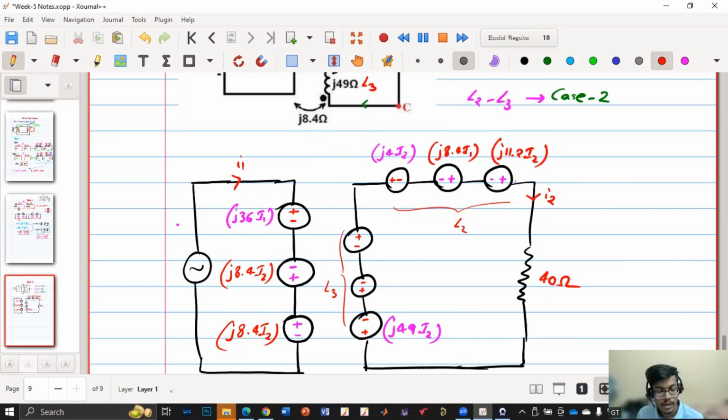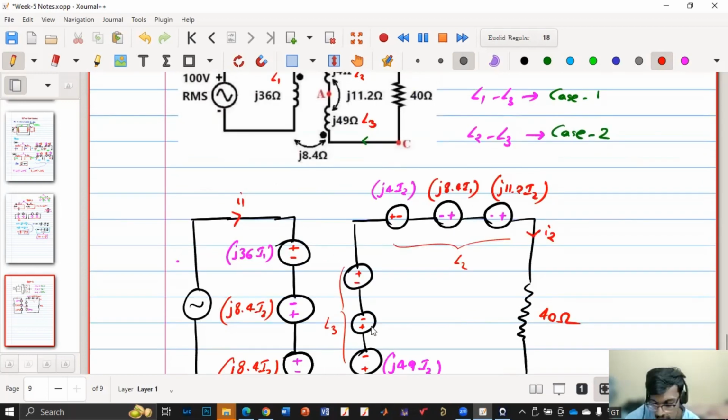So the self-inductance is opposite, right? For this, this is the self-inductance, and this is L1, L3. So L1, L3 is case 1, so they are having the same polarity. So this is as a self, j8.4 I1. Because this is with L1, and this is L2, L3, they are having case 2. So it is having the opposite polarity. So this is j11.2 I2. Right?